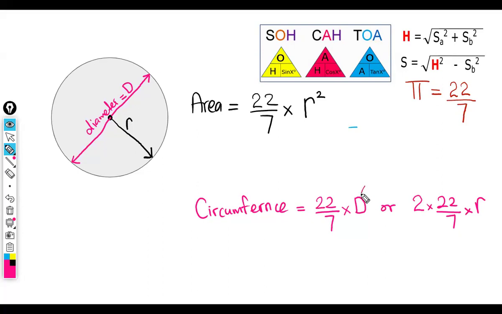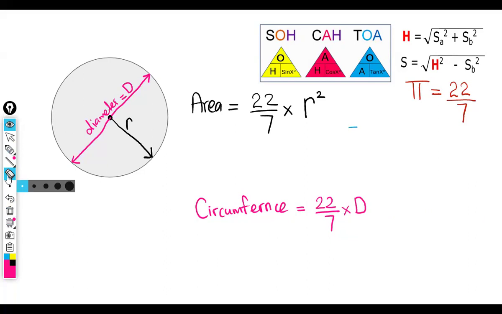So that's why the D, you can replace it with a 2 and a R, because 2 multiplied by R is the same thing as diameter. I am not a fan of this formula. I dislike this formula, so I will not be using it. So to find the circumference of a circle is pi multiplied by diameter. And diameter is always twice the radius.